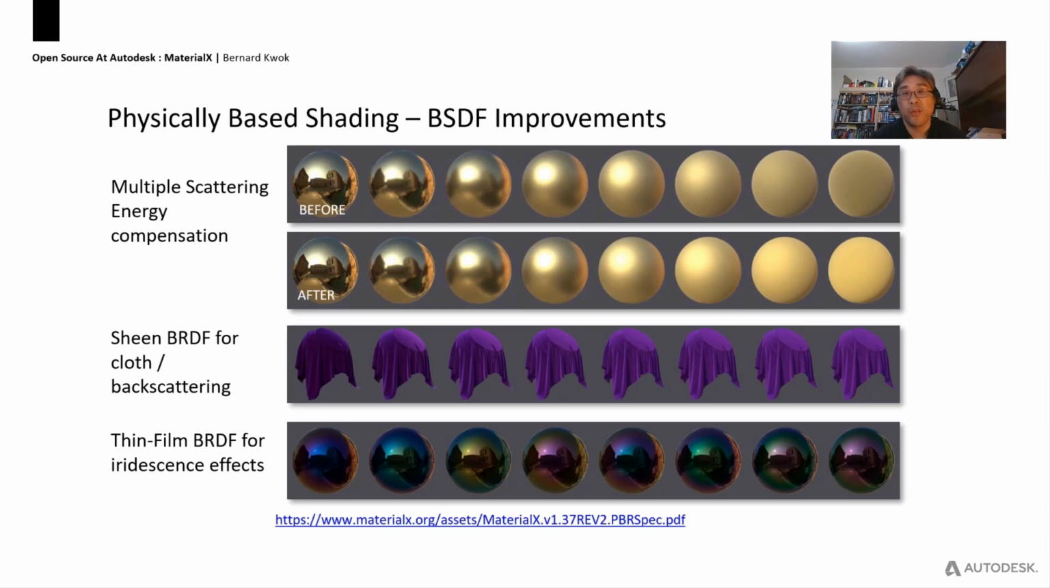Updates to BSDF nodes support have improved the fidelity for rendering with GLSL. Multiple scattering is now taken into account in the microfacet BRDF evaluation, compensating for energy that previously would be lost for rough surfaces. Implementations have been added for some of the more advanced BSDFs in the physically based node library. This includes support for sheen, for the backscattering effect of cloth-like materials, and thin film for rainbow-like iridescence effects. It is possible to preview these using wedge rendering as shown here.